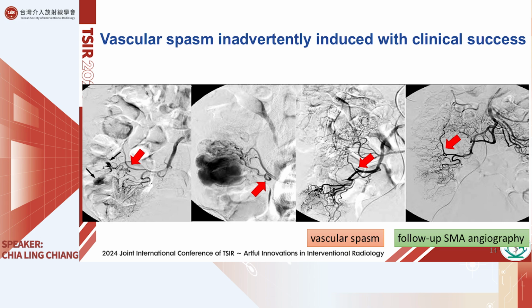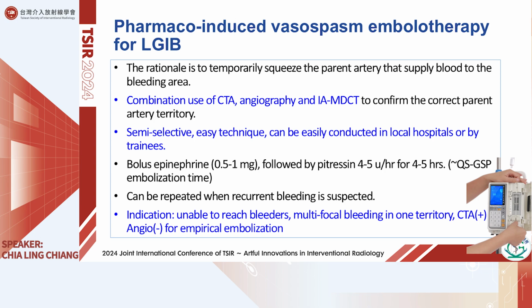Two days later, the follow-up SMA angiography shows all the vessels were dilated with no more active extravasation. All the marginal arteries and the vasa recta remain intact. Therefore, we started to develop pharmaco-induced vasospasm and bowel therapy for low GI bleeding. The rationale is to temporarily squeeze the parent artery that supplies blood to the bleeding area.